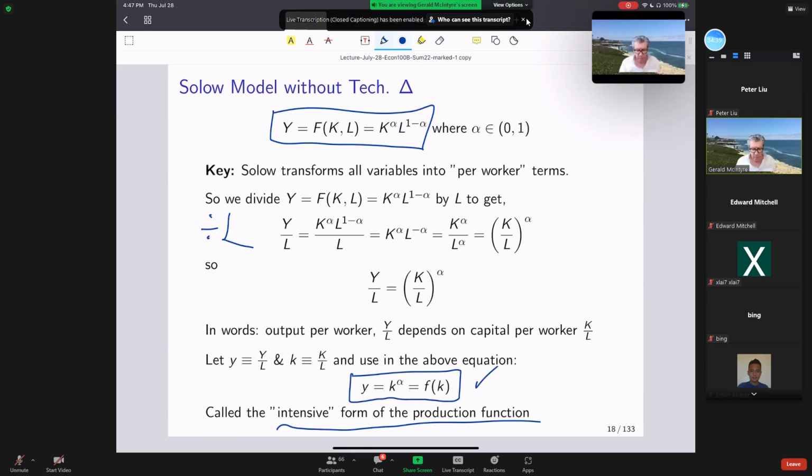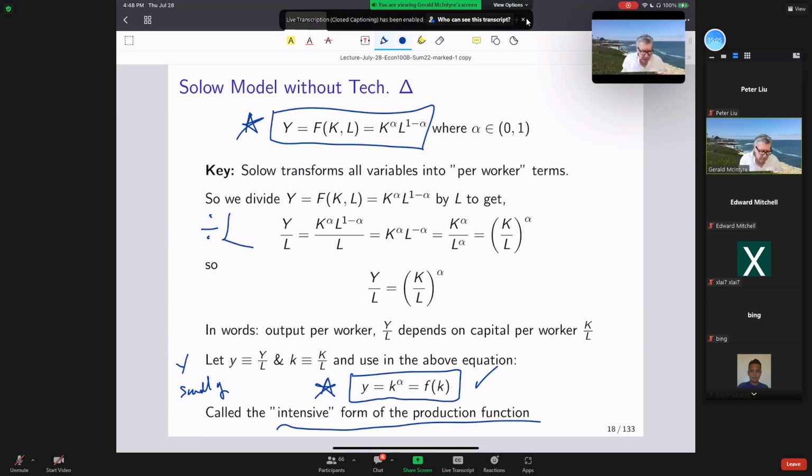That's the form we'll use over and over again. And it always looks like this. When the production function starts out like this, you can be assured the intensive form of the production function looks like this at the bottom all the time. But the terms have to be properly defined. You have to have a small y in your notation.